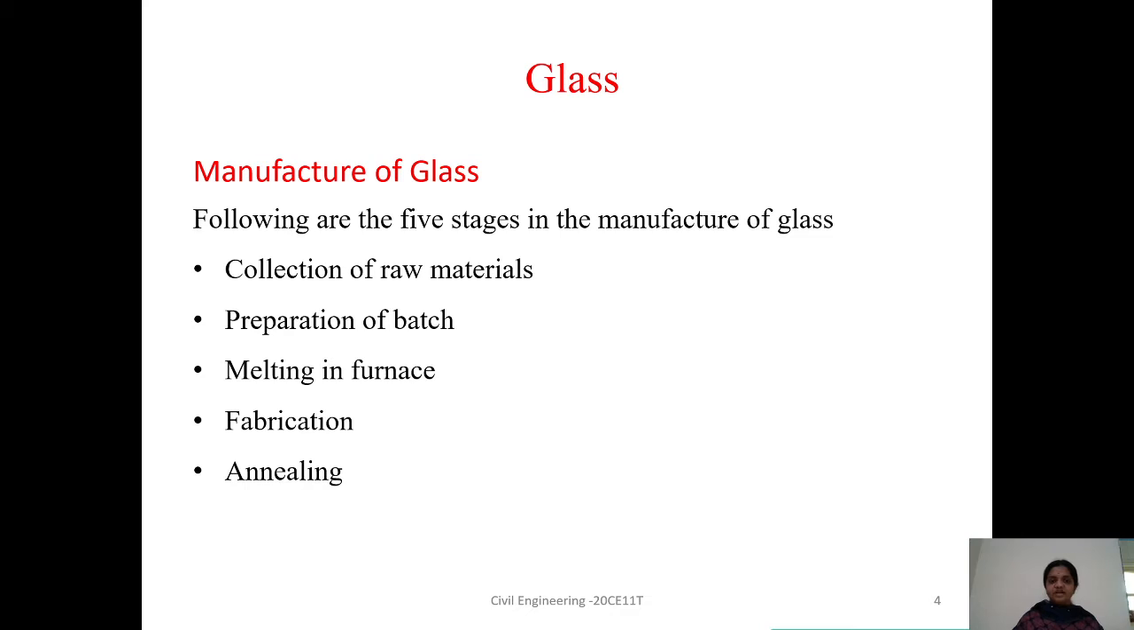Coming to the manufacture of glass. Following are the 5 stages in the manufacture of glass. First one is collection of raw materials. Second one is preparation of batch. Third is melting in furnace. Fourth is fabrication. Fifth is annealing.